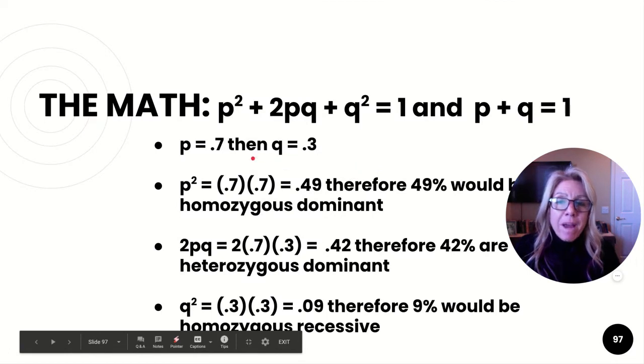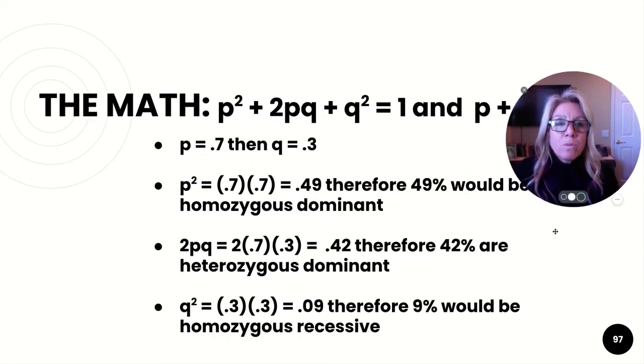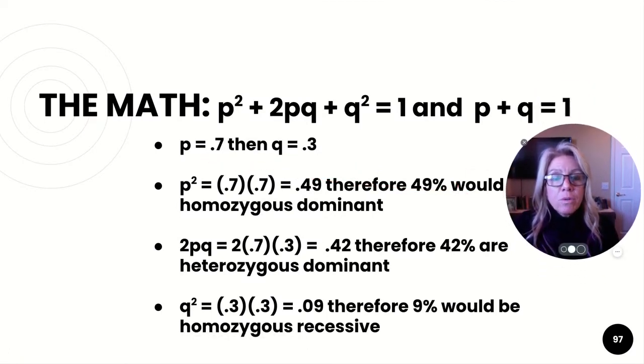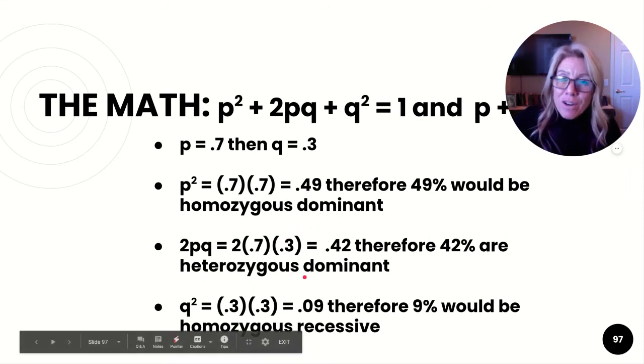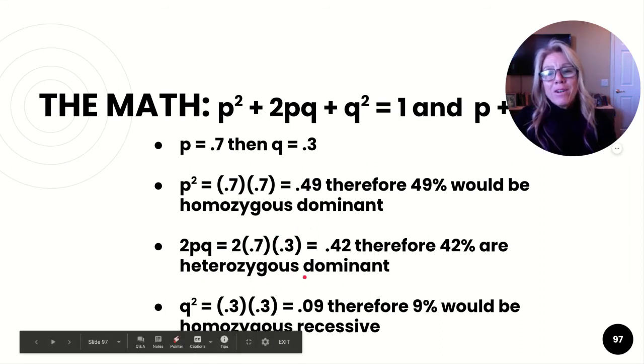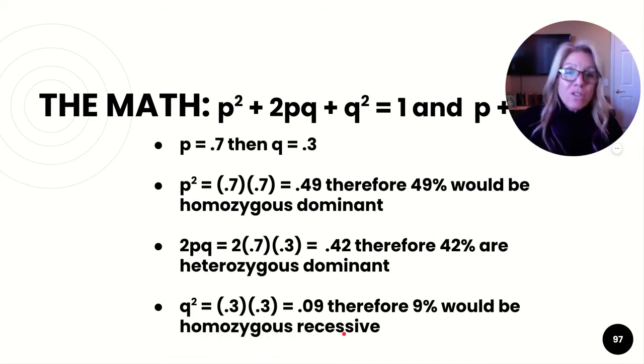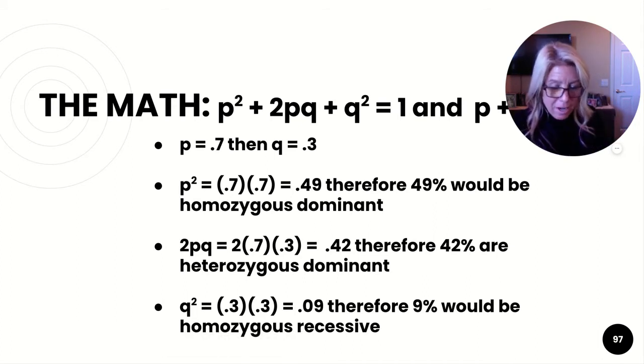Okay, so if we did the math on that, if this was 0.7, then Q would equal 0.3 because 0.7 plus 0.3 equals 1, right? Then you could figure it out. 49% would be homozygous dominant, 42% would be heterozygotes, and 9% would be homozygous recessive. So that's letter C on your notes.